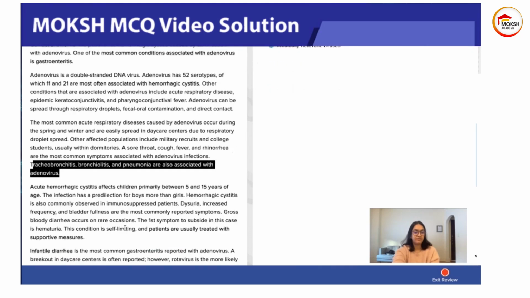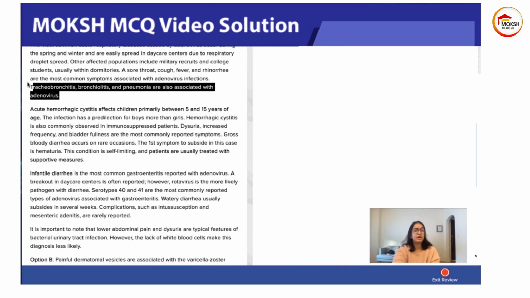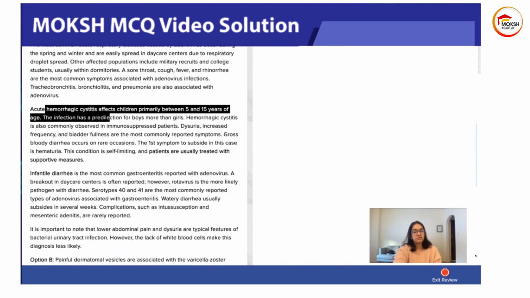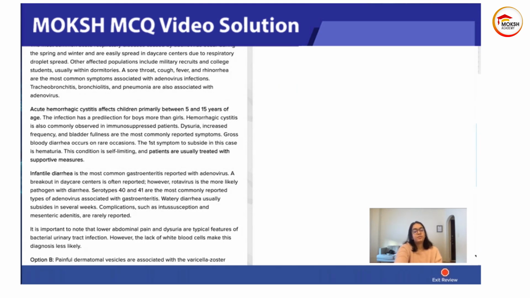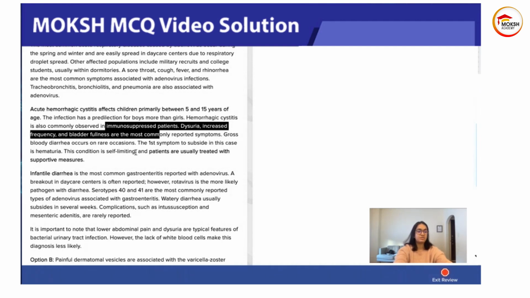Acute hemorrhagic cystitis affects children primarily between 5 and 15 years of age. It has a predilection for boys more than girls. It is also observed in immunosuppressed patients. Dysuria, increased frequency, and bladder fullness are commonly reported symptoms. Gross bloody diarrhea occurs on rare occasions. The first symptom to subside in this case is hematuria, and it's a self-limiting condition. Patients are usually treated with just supportive measures. You don't need to do anything extraordinary to treat them.